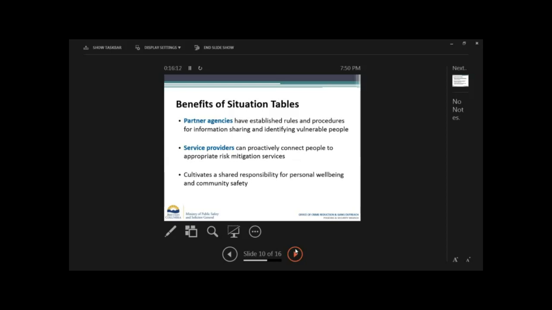It also cultivates a shared responsibility for personal well-being and community safety. So again, sort of bridging those silos and working in partnership. Next slide, please.